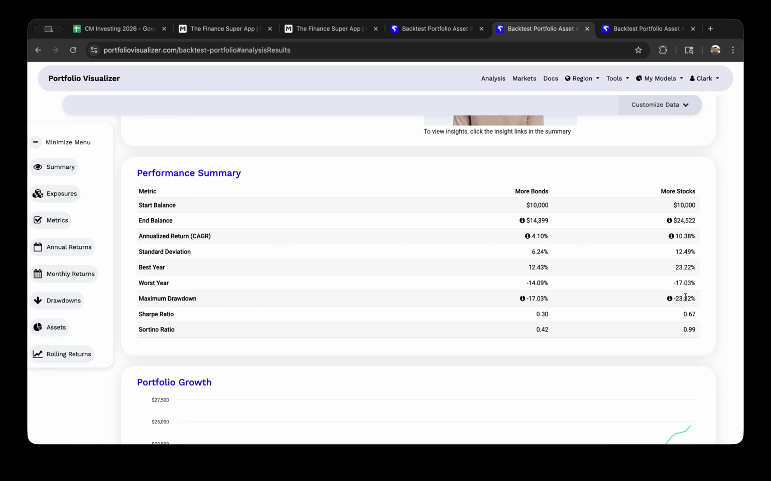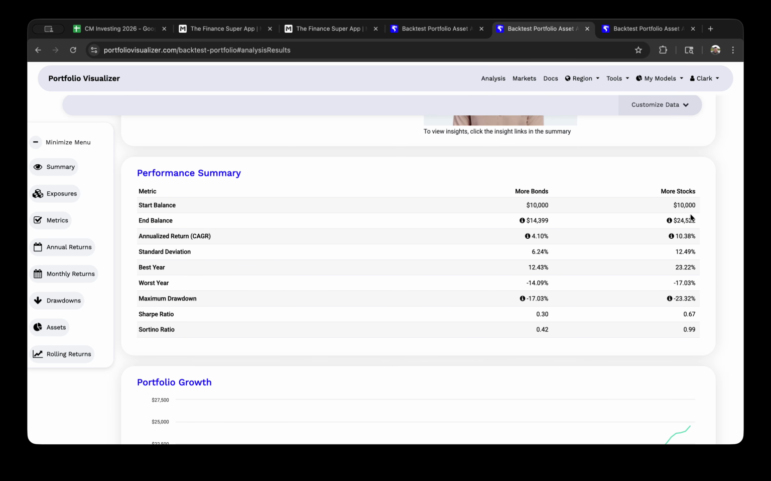Maximum drawdown means any point in the 10 years, your high down to a low. So at one point in these 10 years, you were down 23%. You lost almost a quarter of your money. But over the 10 years, it came back, right? Over the 10 years, you did end up making money.